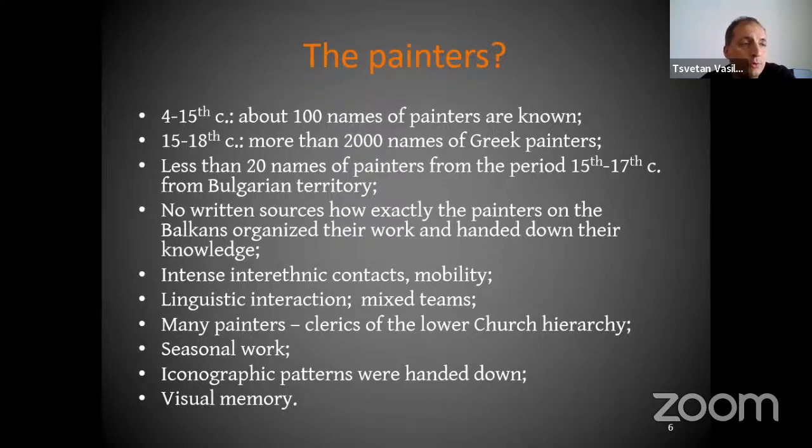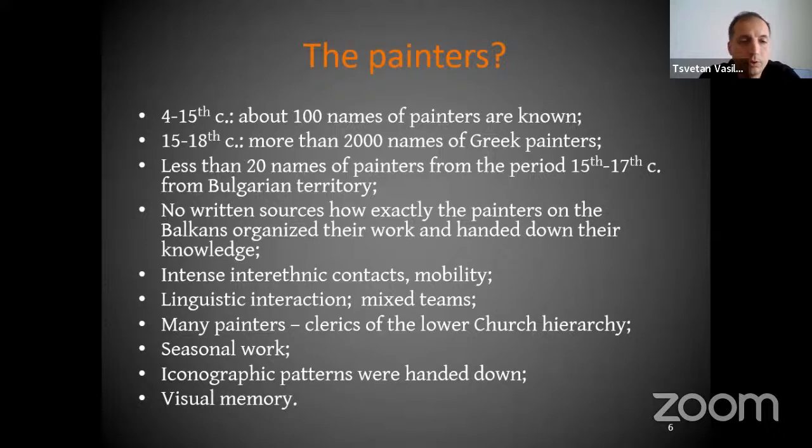So trying to trace connection between painters is only possible through additional means. That means the style of the paintings themselves, and also by epigraphic data. And I have to say, and I'm sure you know about this, that during the Ottoman period, there were intense inter-ethnic contacts. The mobility of the painters is one of the main characteristic features of the people involved in this work.